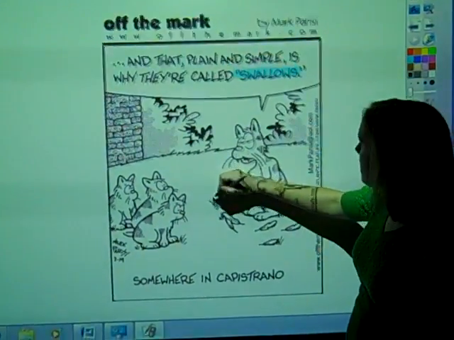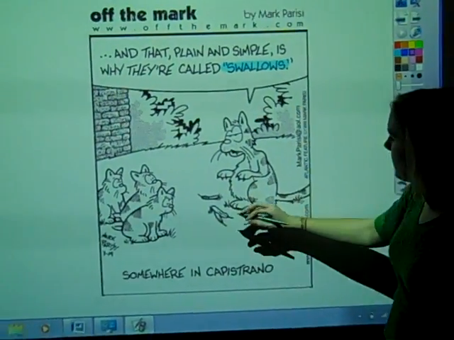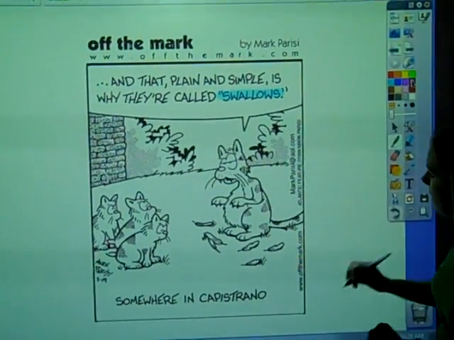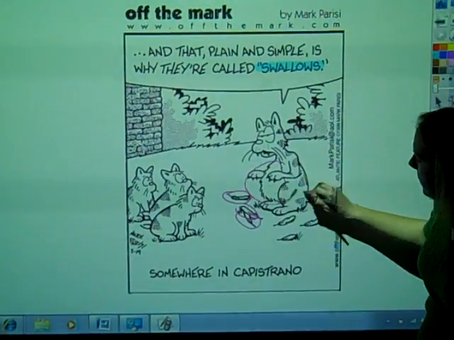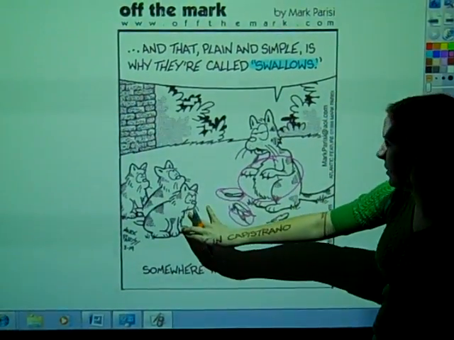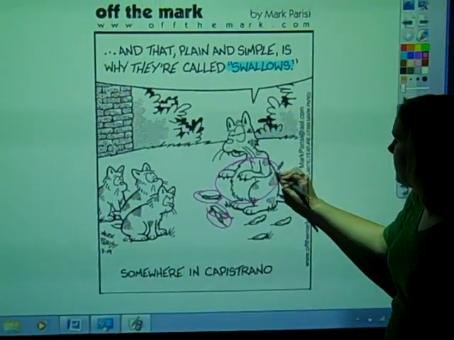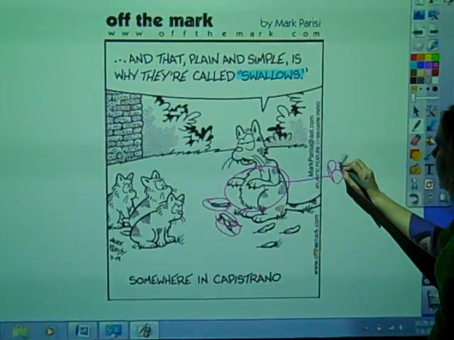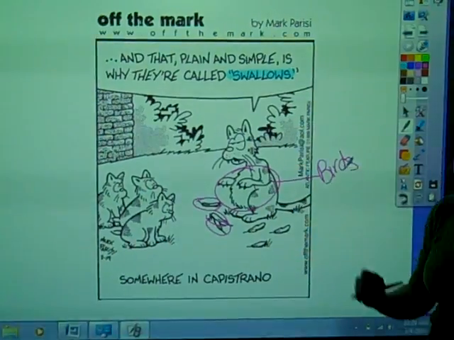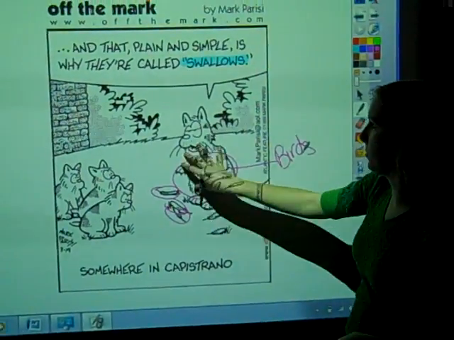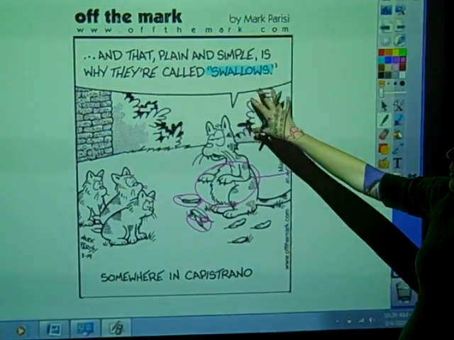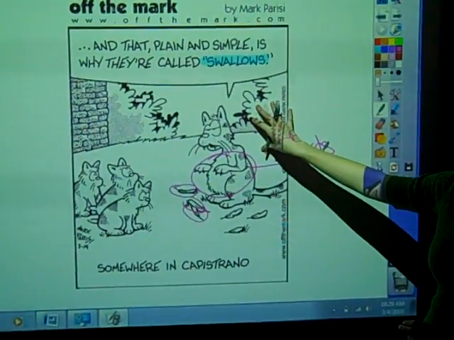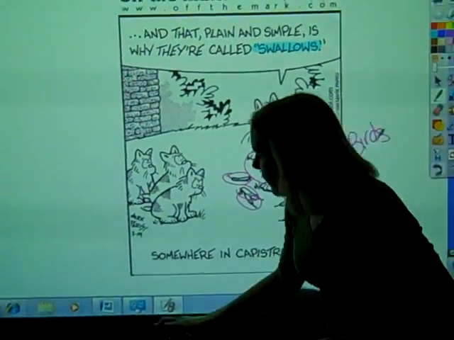So I'm going to use my pen tool here, change the color. So we have feathers here, and he's got a big belly, and all the little cats are watching him. So I know that I'm inferencing together that there is something to do with birds in this comic, because we have the feathers and his big belly, and that's why they are called swallows. So you can do that with any text, or you can do an image.